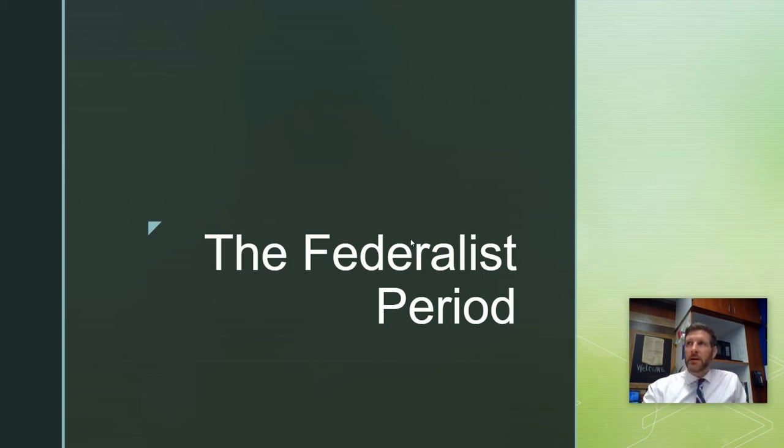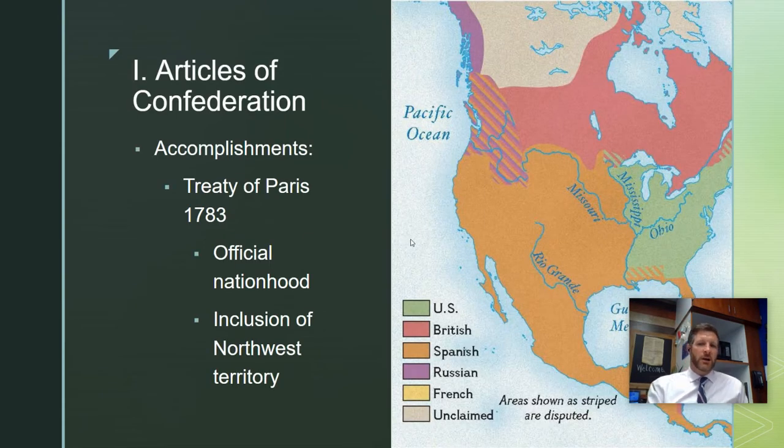So that period, made up of the first two presidents, Washington and Adams, is known as the Federalist period. So make sure you have your outline, and we've got three sections here, starting with the pre-presidency and then going over those two presidencies. So first, we talk about our first form of government, which we no longer have, and that was the Articles of Confederation.